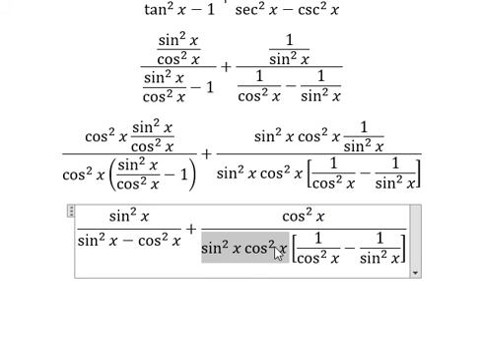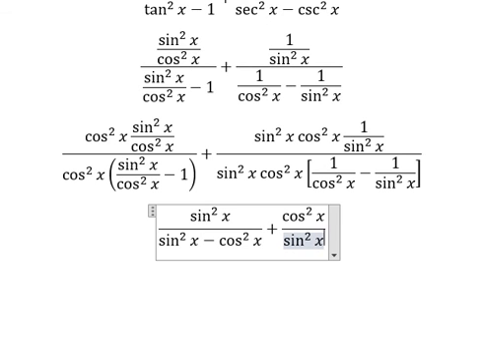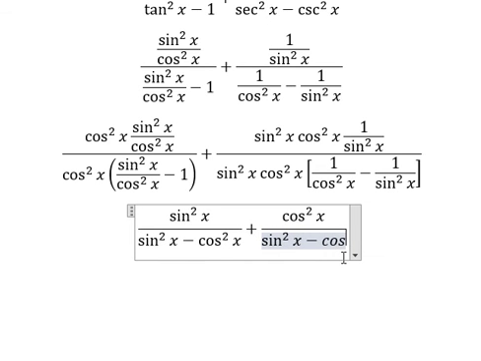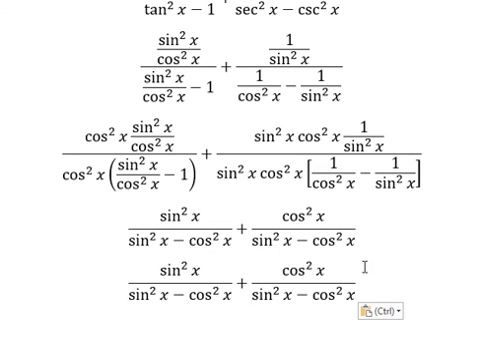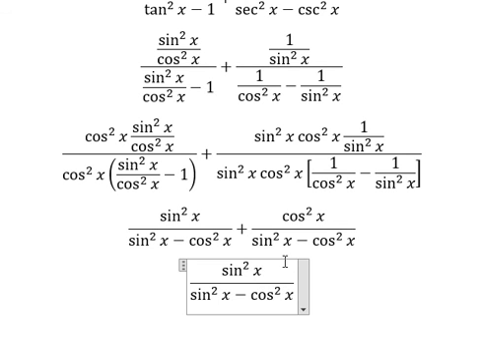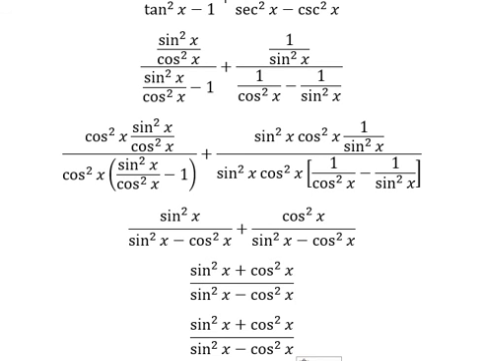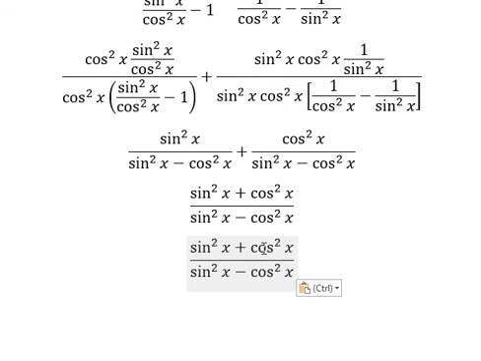This one multiplied by 1 over cosine squared x and 1 over sine squared x. So we will have sine squared x minus cosine squared x. Because we have the same common denominator, we can put sine squared x plus cosine squared x on the same common denominator. We know that sine squared x plus cosine squared x equals 1.